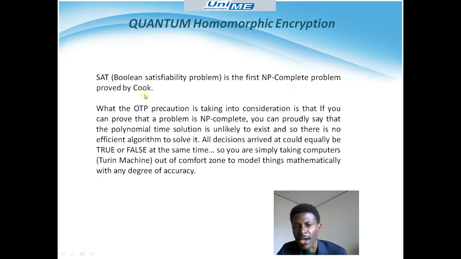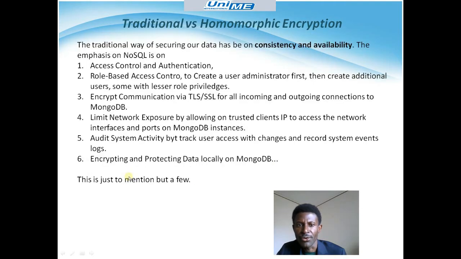What is the idea we learned from that? What the OTP precaution is taking into consideration is that if you can prove that a problem is NP complete, you can proudly say that a polynomial time solution is unlikely to exist, and so there is no efficient algorithm to solve it. All decisions arrived at could equally be true or false at the same time, so you are simply taking the computer's Turing machine out of its comfort zone to model things mathematically with any degree of accuracy.